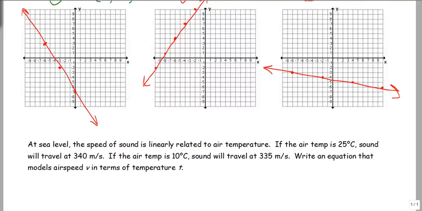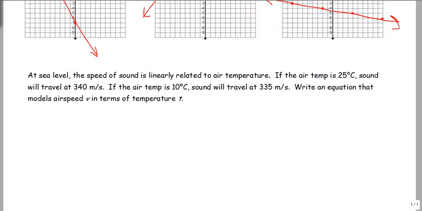Alright, so we have one word problem and that's it. But this again ties into coming up with a linear equation and understanding function notation and having one variable in terms of the other. Let's read it. At sea level, the speed of sound is linearly related to air temperature. Okay, so sound to temperature. If the air temperature is 25 degrees, the sound is at 340 meters per second. If the air temperature is at 10 degrees Celsius, sound will travel at 335 meters per second.